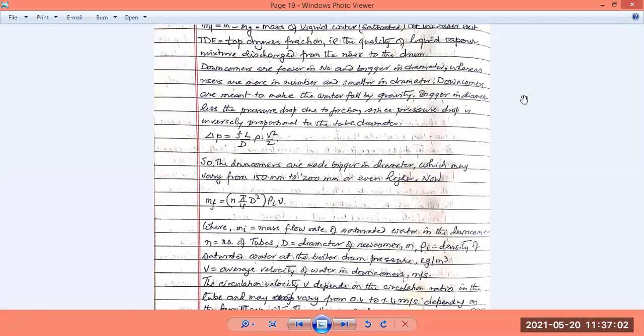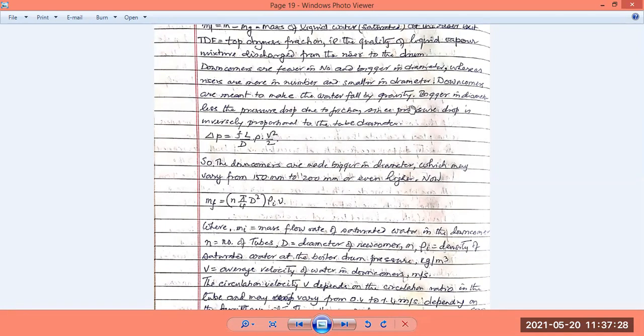If the downcomers are bigger and comparatively more in number for the same volume of water supply, the risers are supposed to be more in number and smaller in diameter. This is the opposite: the riser number is small, and the drum is bigger in diameter. Downcomers are meant to make the water fall fully by gravity.